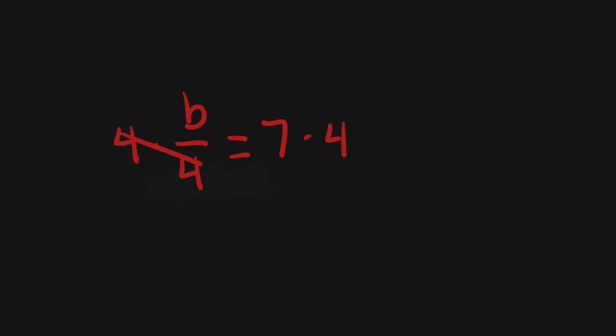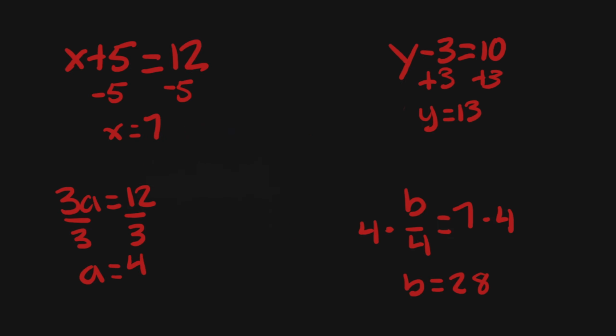These two cancel out, so you're just going to be left with b. So b equals 7 times 4. 7 times 4 is 28. So b equals 28, and that's the solution to the equation. That's it. Okay, so let's just review everything we've done today.